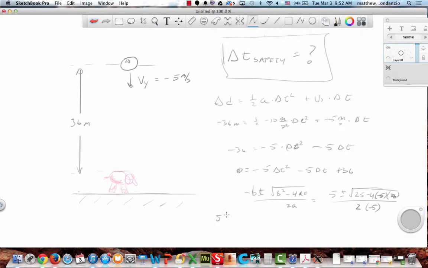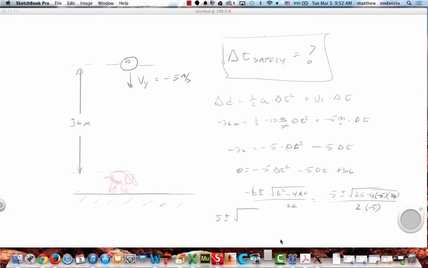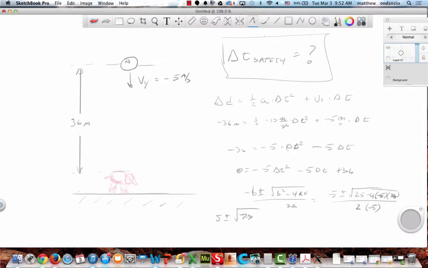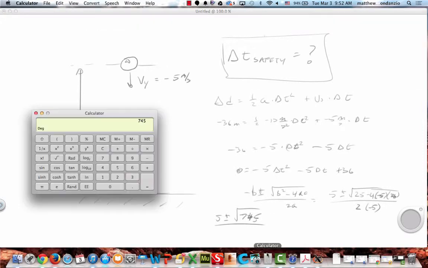Okay, hold on. 5 plus or minus the square root of 25 times... But don't you multiply 5? Yeah, you have to multiply. 5, which is 25. 4 times 5 times 36, 720 plus 25, 745. Ah, shoot.